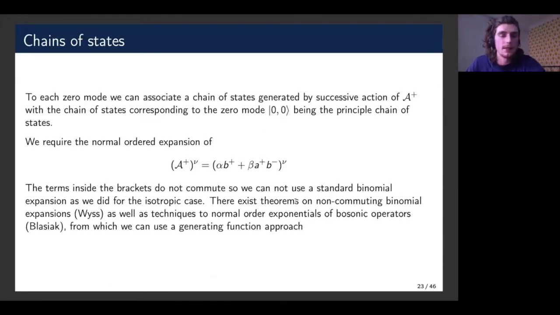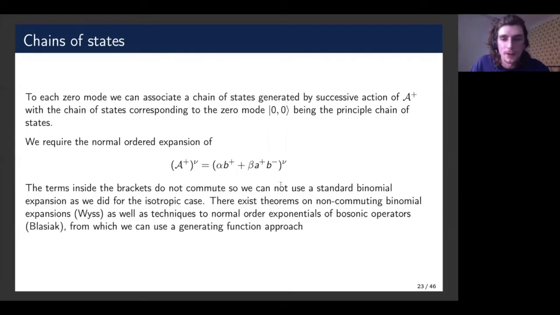Next, to construct the chains of states, we define the chains of states developed from each zero mode by the successive action of A plus on the state. So we take A plus to the nth power and act on each zero mode, and this will define the states that we're interested in. This is another point where the problem isn't as straightforward as for the isotropic oscillator. We can't just take a binomial expansion here, because these operators are non-commuting. Fortunately, the non-commutativity of these two operators isn't so bad, and the nested commutators do eventually return zero, quite quickly.